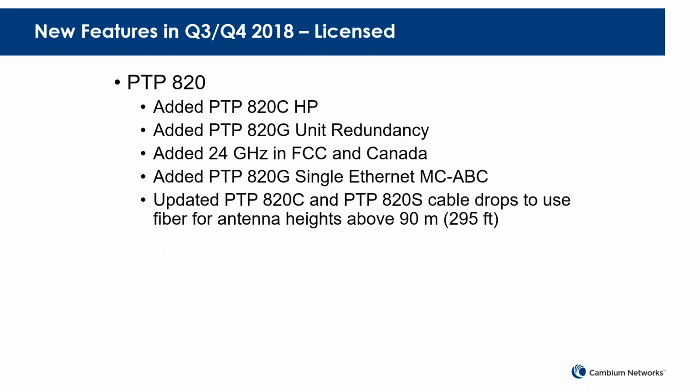For PTP 820, that is the licensed microwave products for point-to-point, in the third and fourth quarter of 2018, we added a high-power version of the PTP 820C. We added unit redundancy capabilities for the 820G. This allows you to plan a point-to-point link with the 820G and not have a single point of failure. We added 24 gigahertz capability for FCC and Canada regions. And then we also added a single Ethernet MC-ABC to the 820G. The C had it, and we added it to the G.